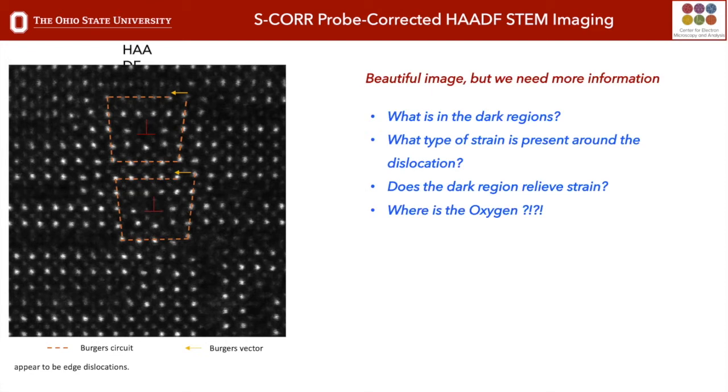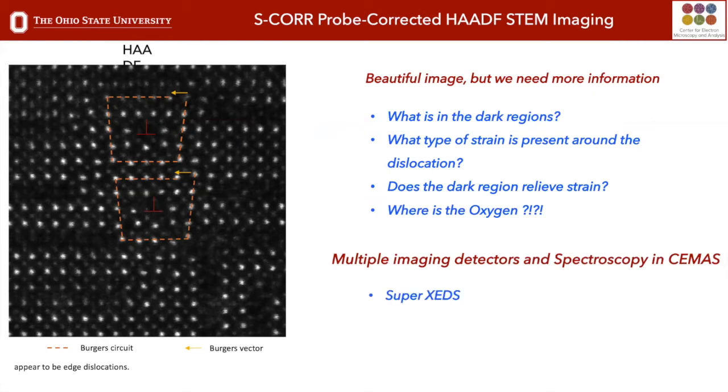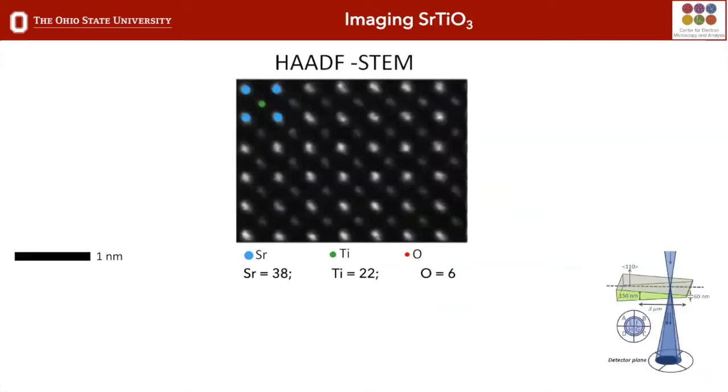Where's the oxygen? So previously I showed you how you could use segmented detectors to help you answer some of these questions. We have multiple imaging detectors, not just the segmented detectors, that can help with that. And then we have spectroscopy. And so I want to talk much more about spectroscopy, but I'll hit briefly on these imaging detectors that we can use, and then go into super EDS and EELS.